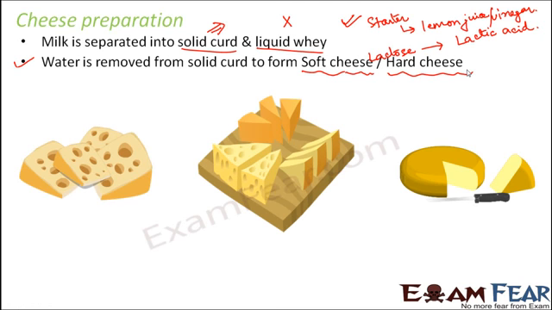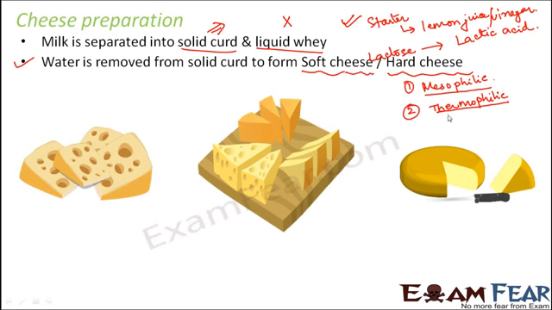So there are two types of bacteria which are involved in this process. The first type of bacteria involved are the mesophilic bacteria. And there is another type of bacteria which are involved in this process of cheese making, and that is thermophilic bacteria. Now, what are mesophilic and what are thermophilic bacteria?